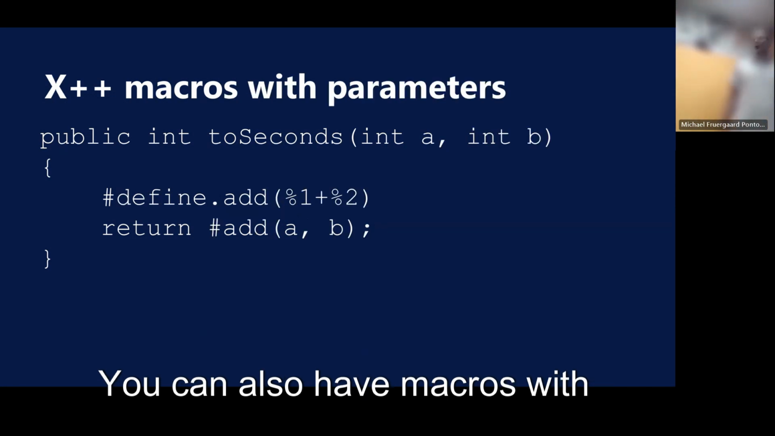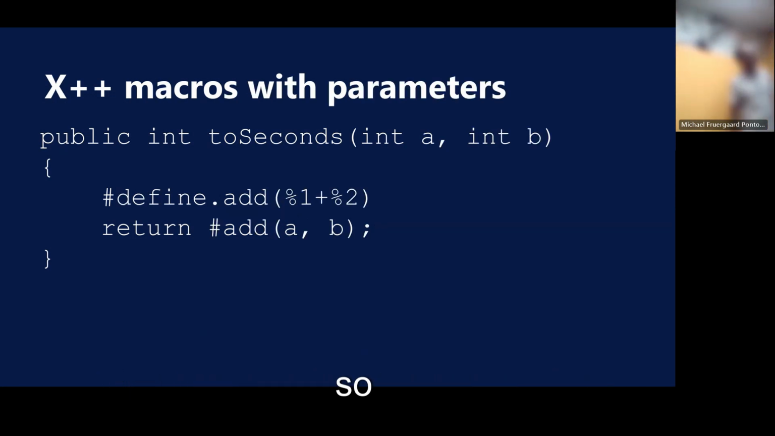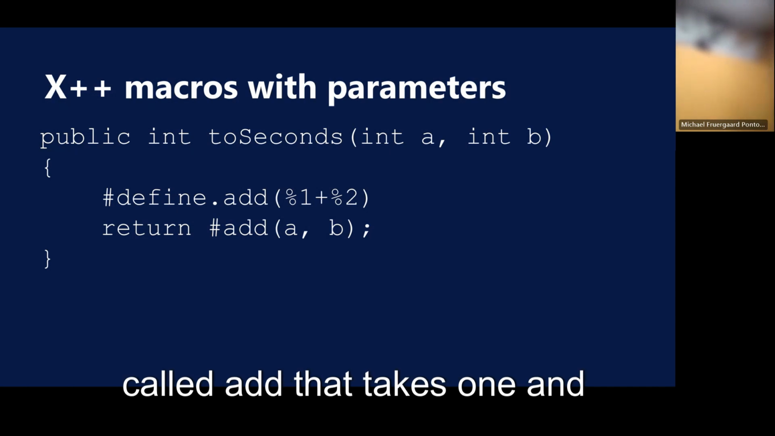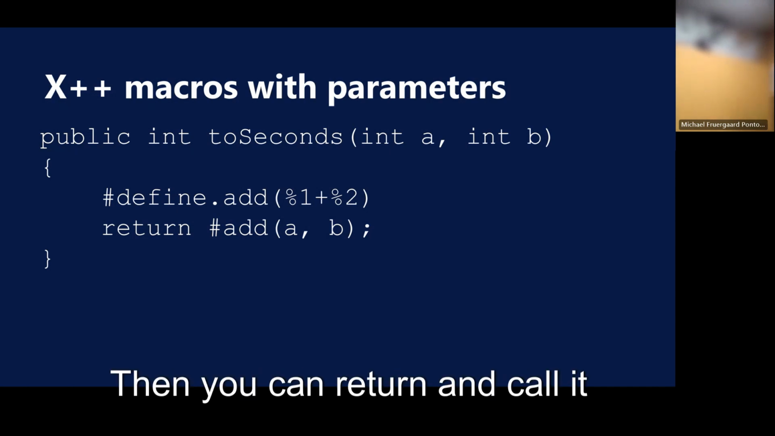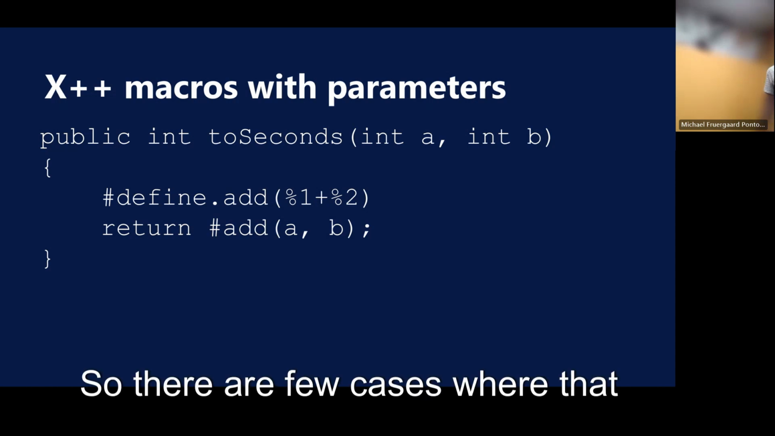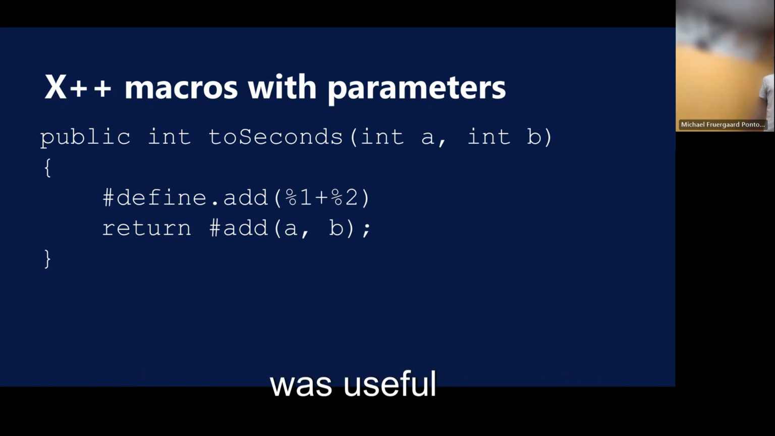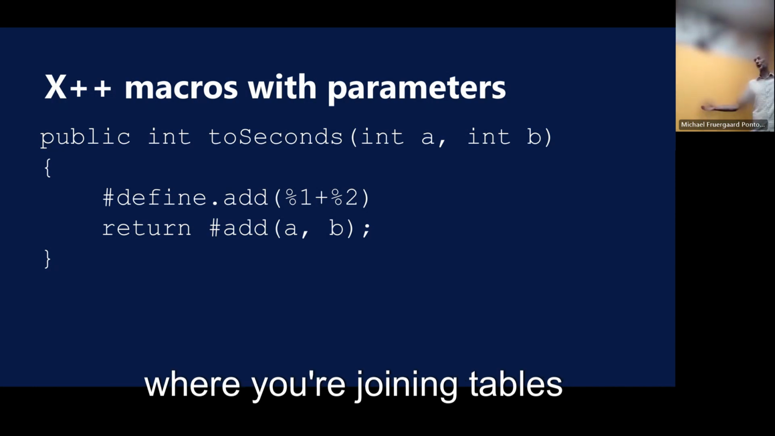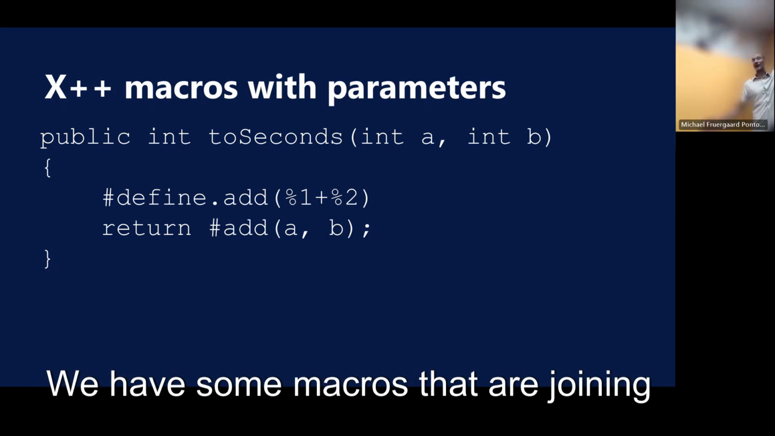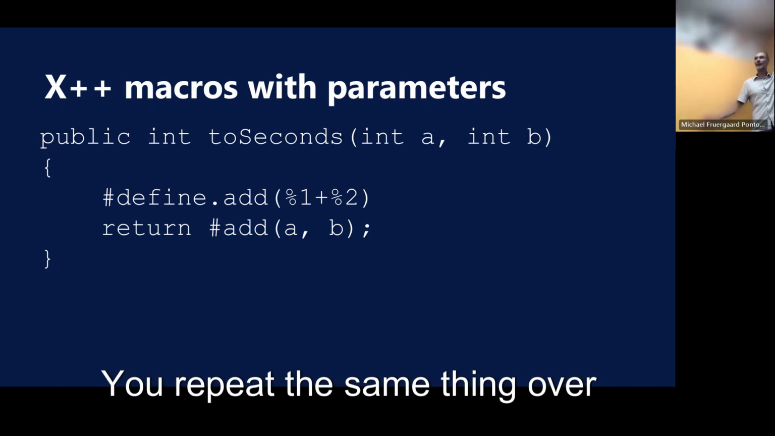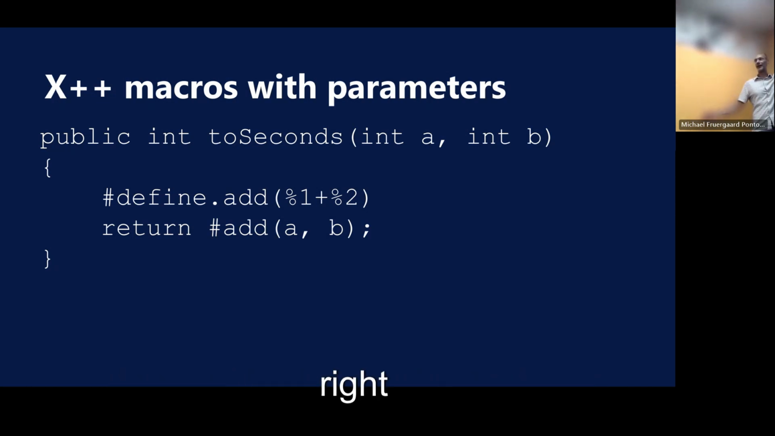And you can also have macros with parameters. So you define a macro here called add that takes 1 and 2 and adds them together. And then you can return and call it with A and B. So there are a few cases where that is useful, primarily when you have some very complicated SQL statements where you're joining tables, and we have some macros that are joining very complicated stuff. And then it's really nice. You don't have to repeat the same thing over and over and over again. Right? Then you can use this.